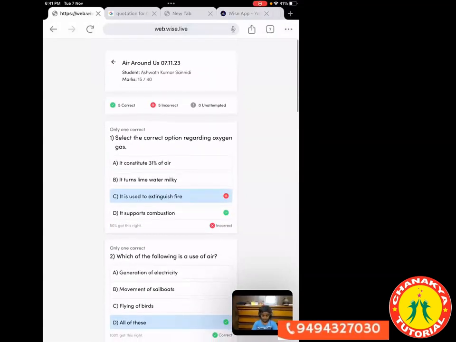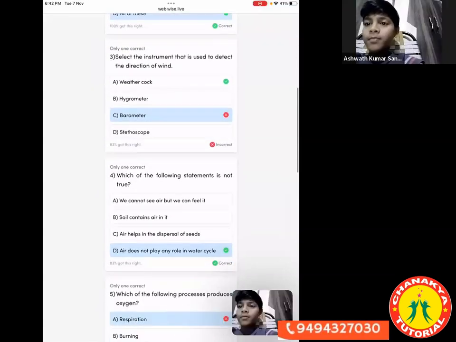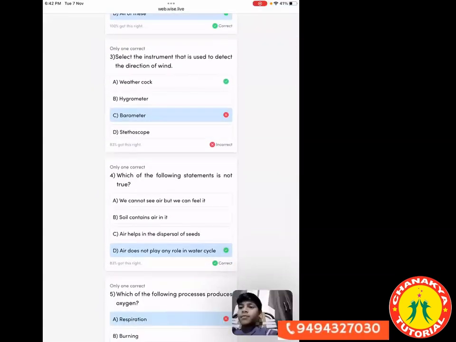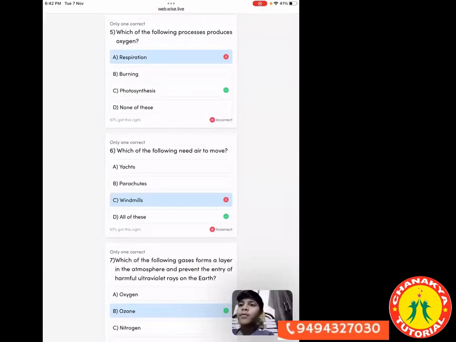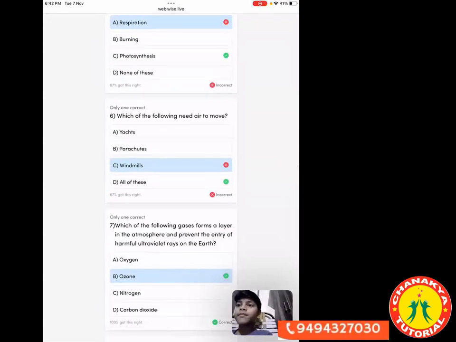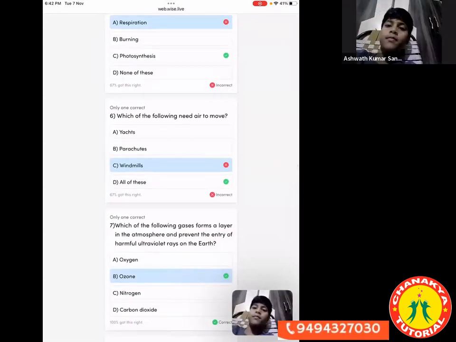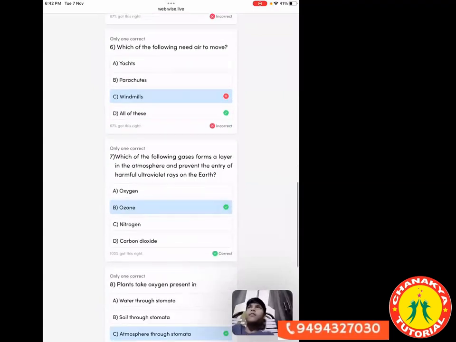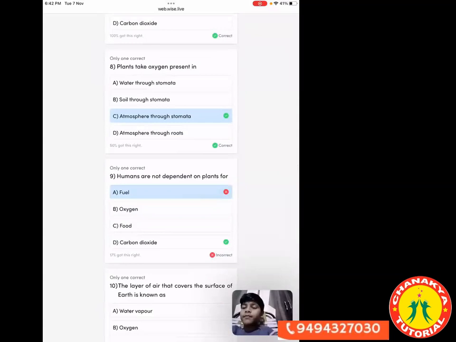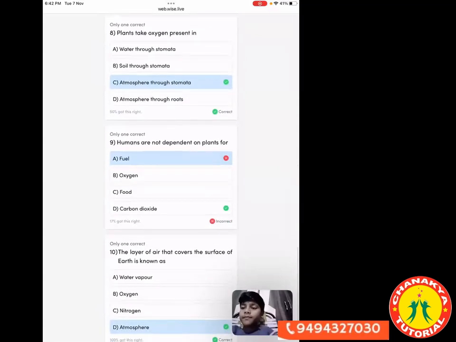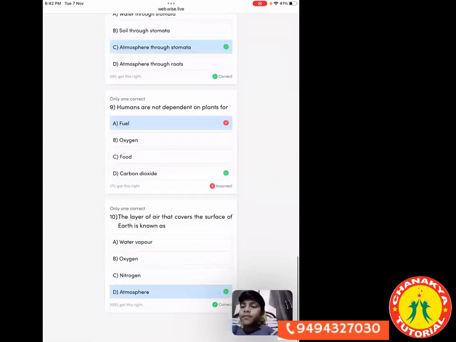Question number 1, select the correct option regarding oxygen. It supports combustion. Then the instrument used to detect the direction of the wind is called a weathercock. Which of the following processes produces oxygen? That is photosynthesis. They need air to move. Yacht also, parachute also, windmill also, all these three things require what? The air. Then we are not dependent on the CO2.